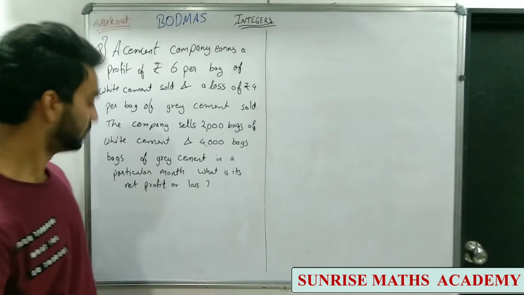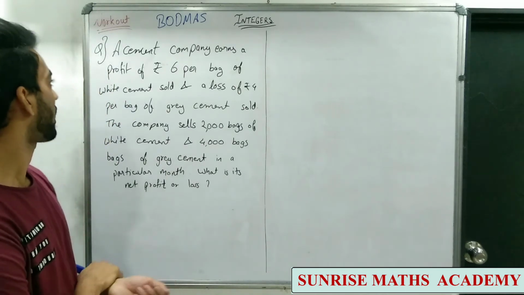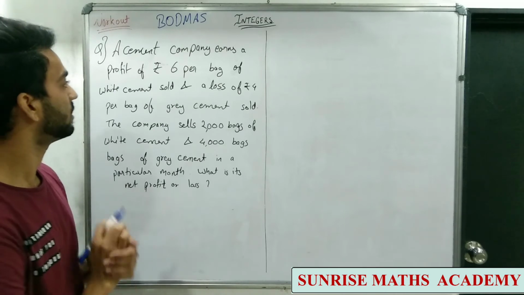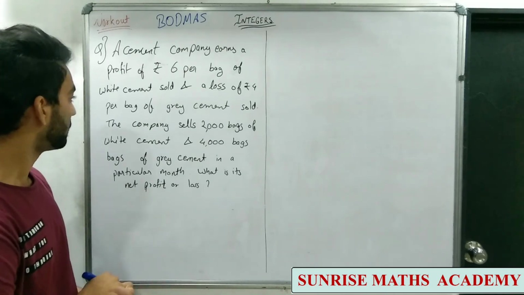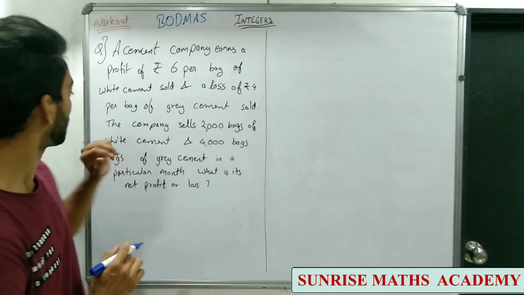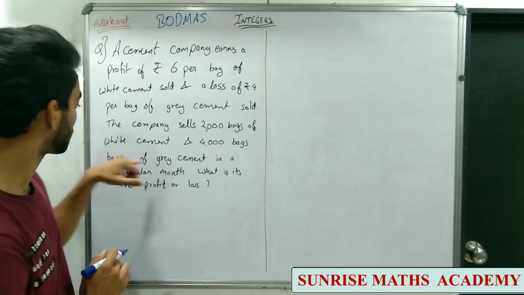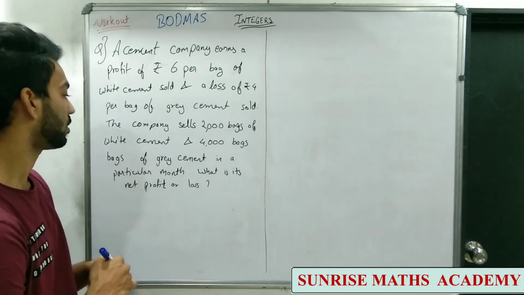The next word problem. A cement company earns a profit of rupees 6 per bag of white cement sold and a loss of rupees 4 per bag of grey cement sold. The company sells 2000 bags of white cement and 4000 bags of grey cement in a particular month. What is its net profit or loss?